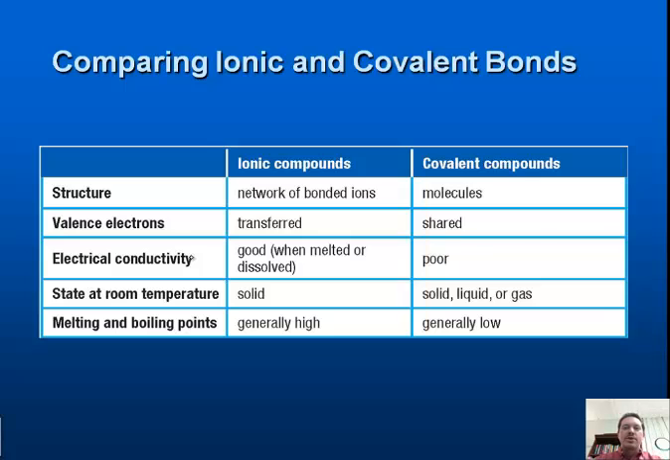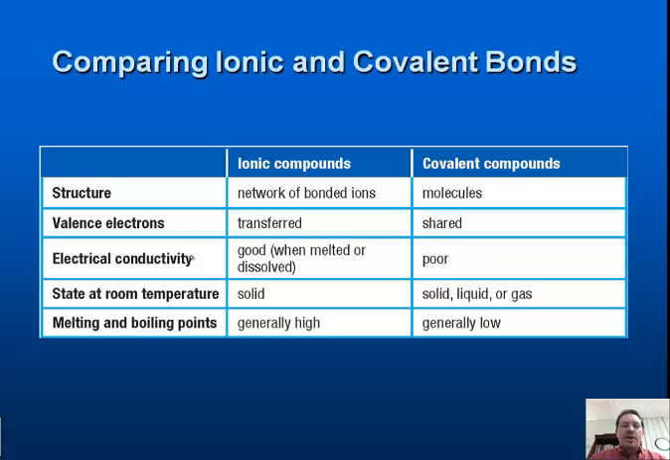Comparing those two types of bonds, the structure of ionic compounds is very networked, very fixed, whereas covalent compounds we view as molecules, different items bonded together. As far as the valence electrons go, in ionic compounds the electrons are transferred from one atom to another atom, and when they're transferred, they're referred to as ions. With covalent compounds, the electrons are shared, so those outermost electrons are shared between the atoms.